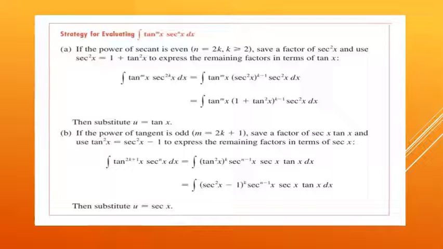And here we have strategy B. If the power of tangent is odd, m = 2k + 1, save a factor of sec x tan x and use tan^2 x = sec^2 x - 1 to express the remaining factors in terms of sec x. So here we solve these questions like that. The integral of tan^(2k+1) x sec^n x dx equals the integral of (tan^2 x)^k sec^(n-1) x sec x tan x dx. So here we save the factor for sec x tan x. So we have the result (sec^2 x - 1)^k sec^(n-1) x sec x tan x dx. Then substitute u = sec x.